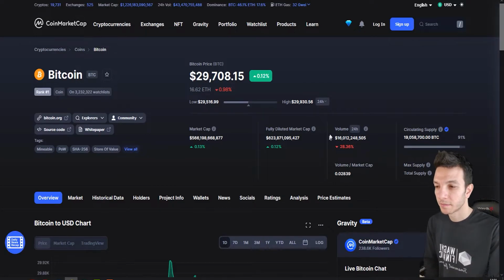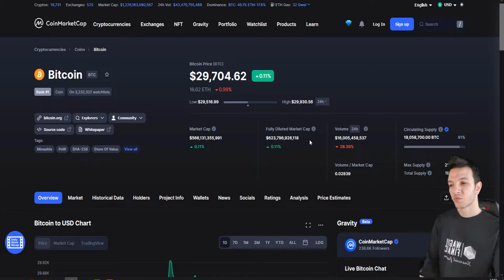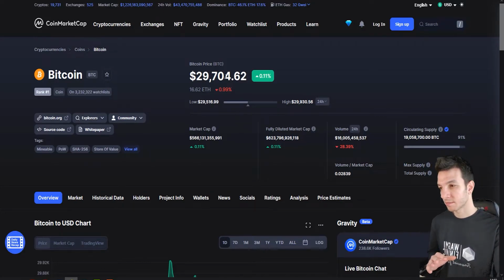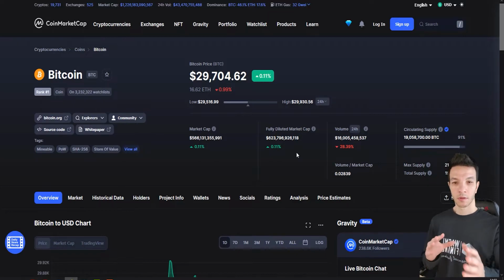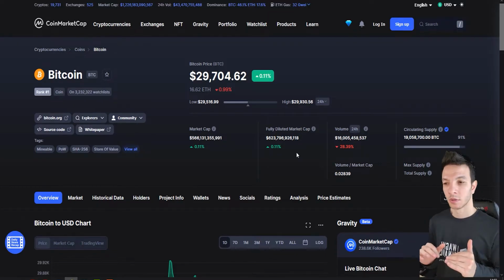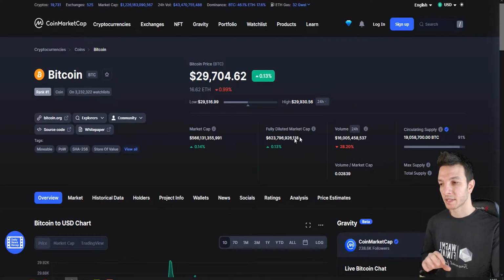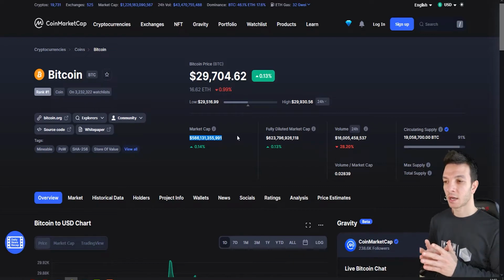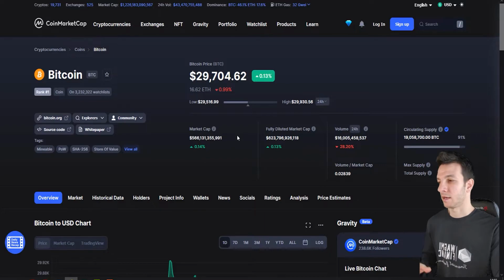And we also here have the volume, the last 24 hours volume. So how much Bitcoin was traded. We do also here have the fully diluted market cap, which means at the current price, 29,000, if all the Bitcoins, 21 million Bitcoins, were existing right now, the market cap for Bitcoin would be this number. We have market cap. What this number tells you is how much money there is in Bitcoin, how much is invested in Bitcoin right now.